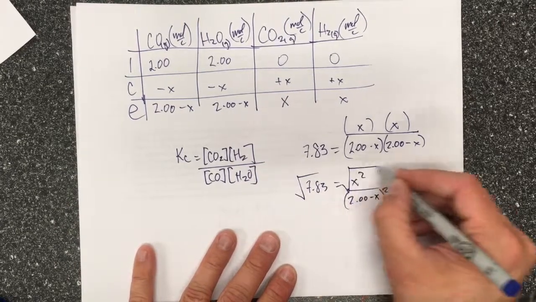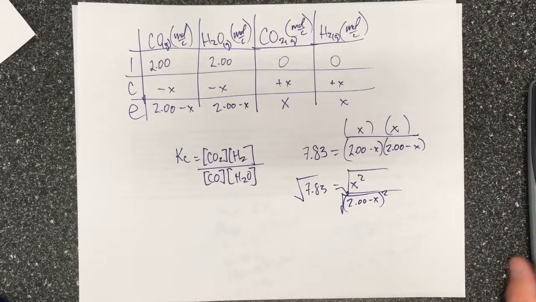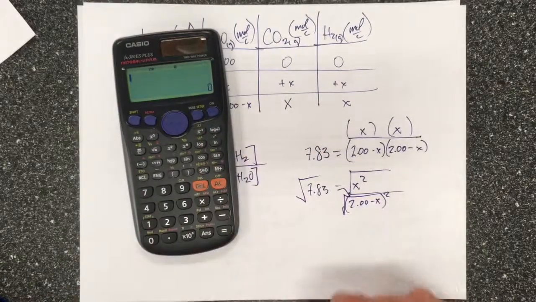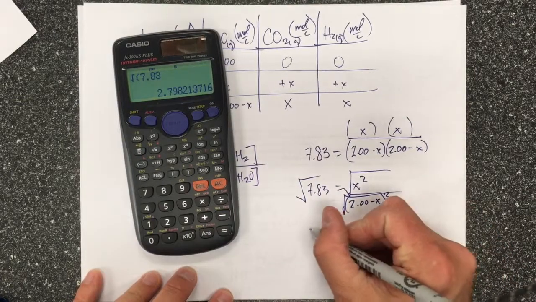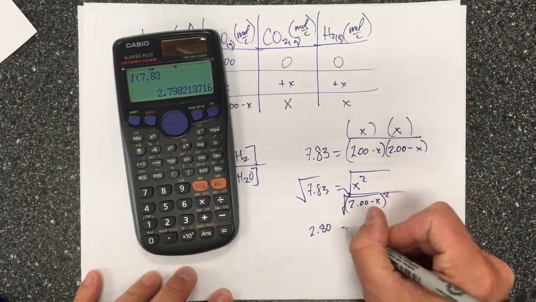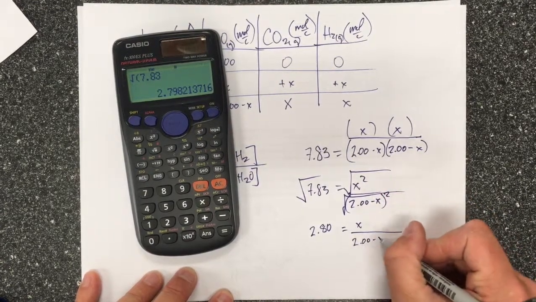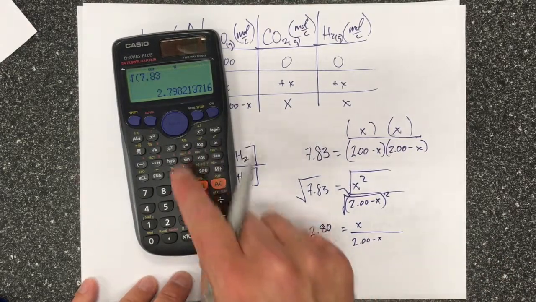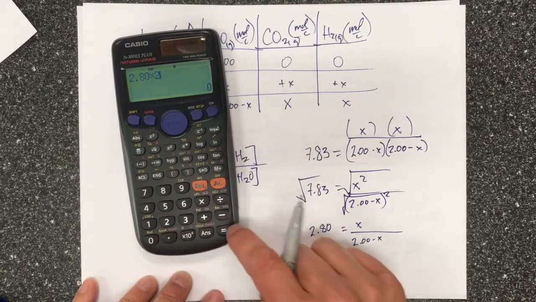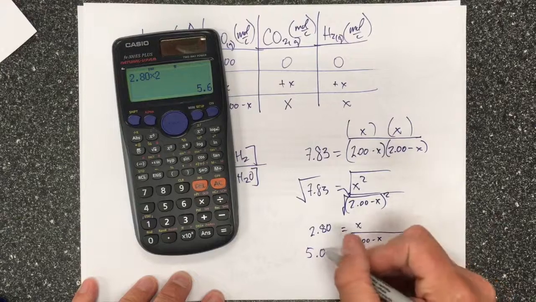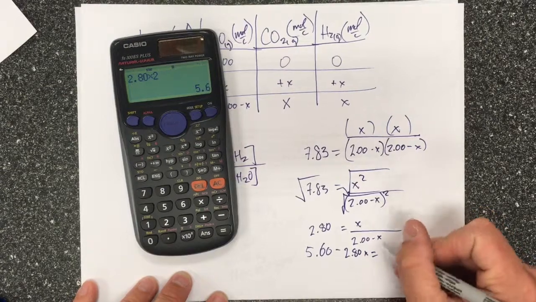So if I take the square root of all of these things, I will be able to then work back to X. So the square root of 7.83 is 2.80. And then the square root of X squared is X. And the square root of this is going to be 2.00 minus X. So I'm going to multiply these. So 2.80 times 2 is 5.60 minus 2.80x equals x.